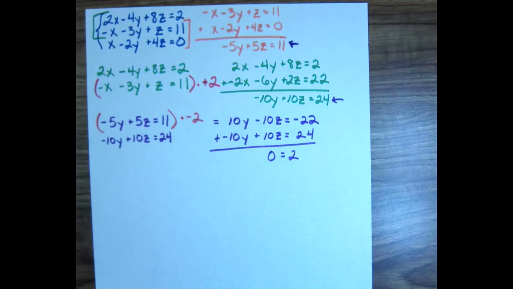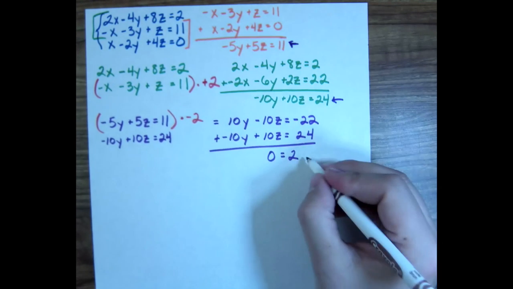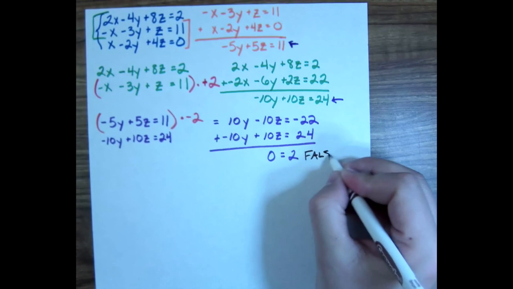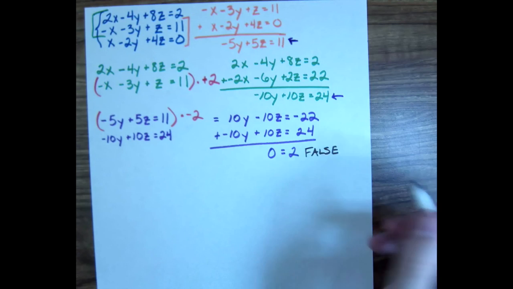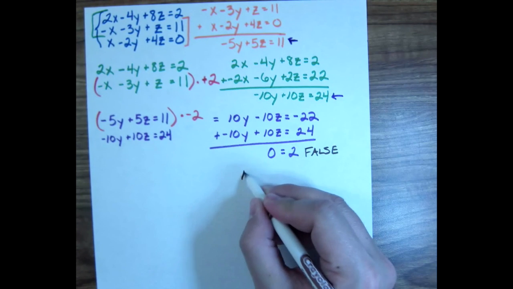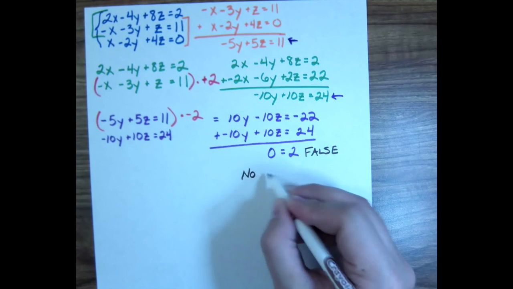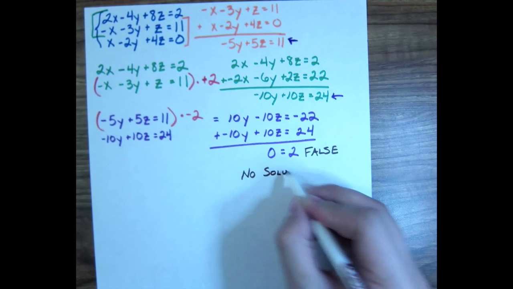But that's not true. 0 doesn't equal 2. Nope. Let's get the obvious stuff out of the way. 0 doesn't equal 2. This is false. If your statement is false, what does that tell you? I think I just heard you say it. It's not solvable. Not solvable or no solutions.